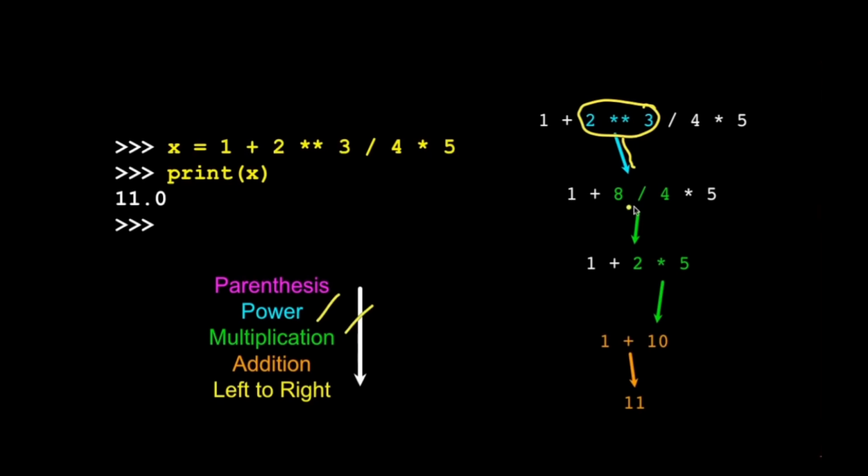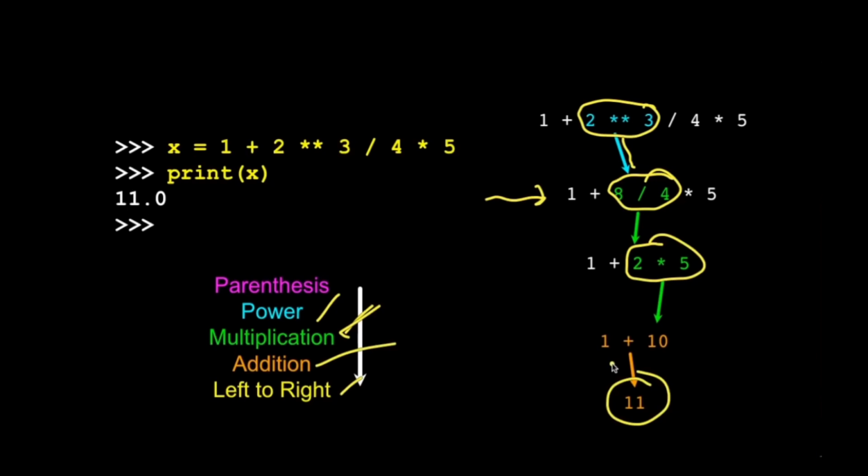There is both multiplication and division. They're equal, they're at the same level, and so they're done left to right. 8 divided by 4 happens before 4 times 5. The fact that it's not 4 times 5 but instead 8 divided by 4 is because of the left to right rule. So then this gets rewritten to be 1 plus 2 times 5, and multiplication is the top one, so that happens next. 2 times 5 becomes 10, I rewrite it again, and then 1 plus 10, addition is the lowest thing, and that's how we end up with 11.